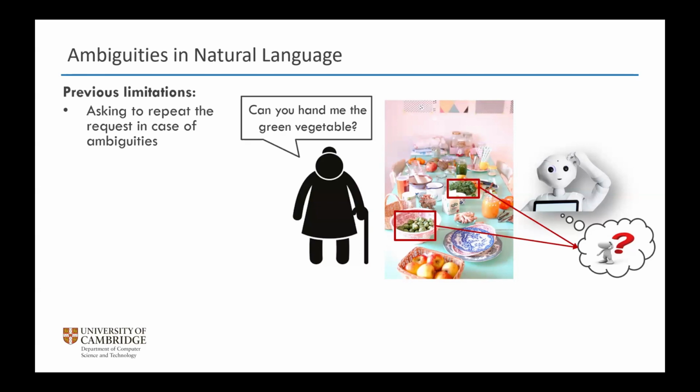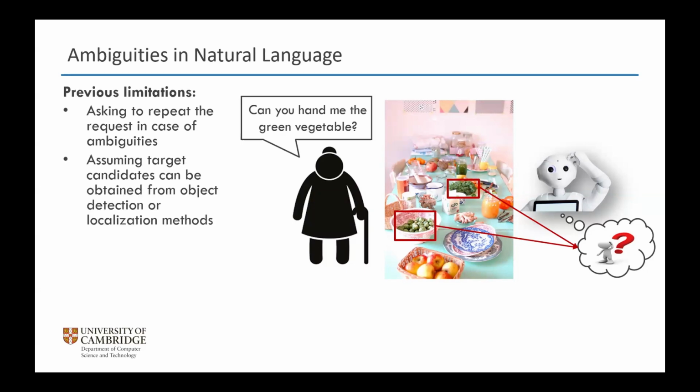If you ever interacted with Siri or Amazon Alexa and gave an instruction, and whenever it doesn't understand you because of some ambiguities or uncertainties, it would only tell you, oh, sorry, I couldn't catch what you said, or I couldn't get the instruction, rather than really understanding what was the reason that it couldn't understand. So this is one of the previous limitations.